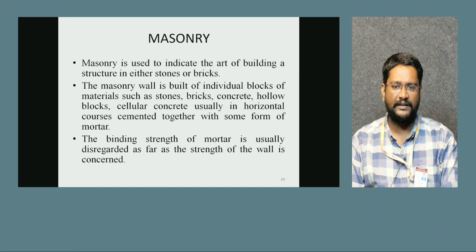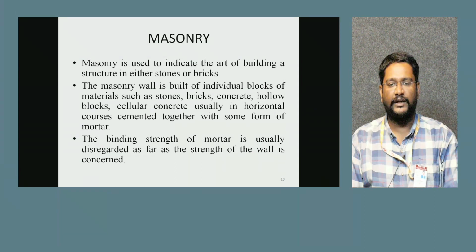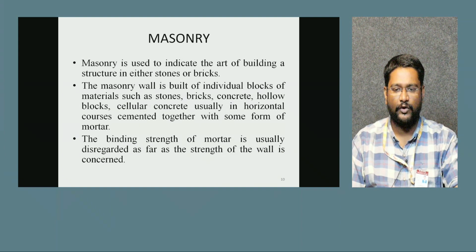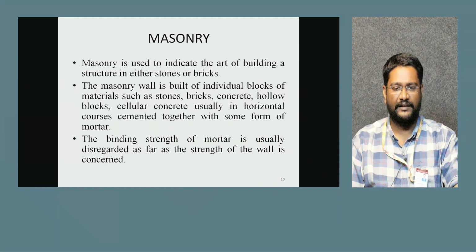Masonry is used to indicate the art of building a structure in either stone masonry or brick masonry. The masonry wall is built of individual blocks of material such as stones, bricks, concrete, hollow blocks, cellular concrete, usually in horizontal courses cemented together with some form of mortar. Mortar will be discussed in the further slides. The binding strength of the mortar usually regulates the strength of the wall.